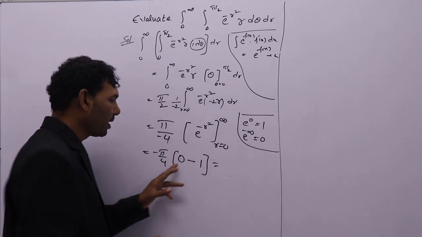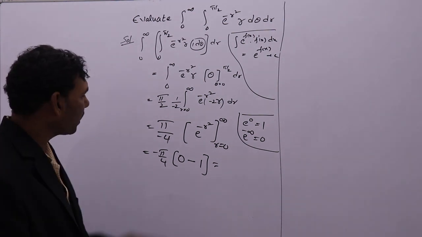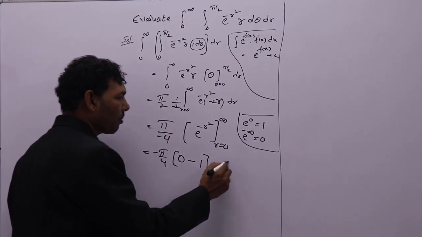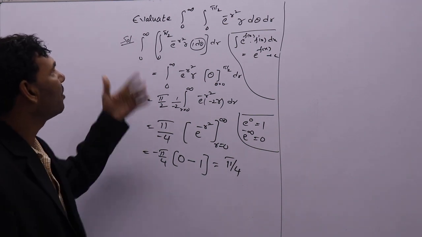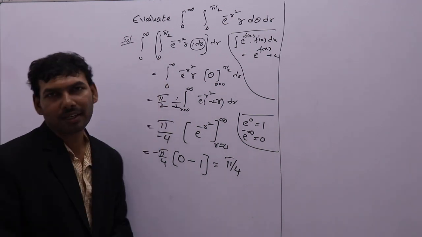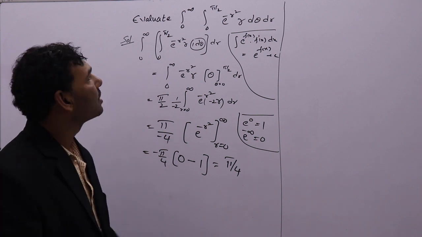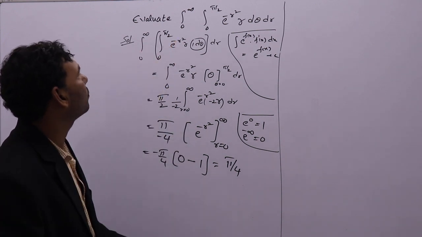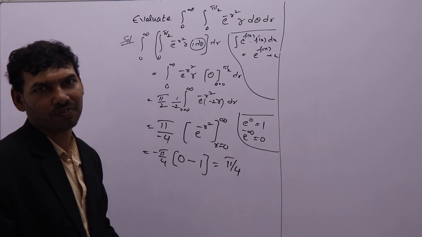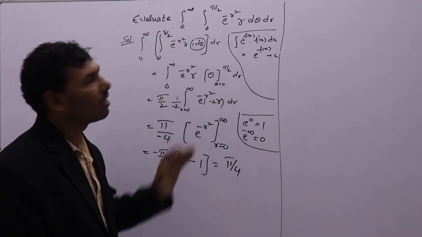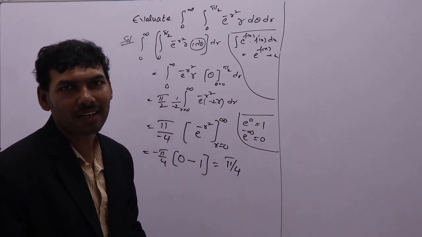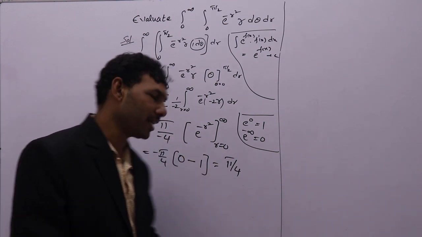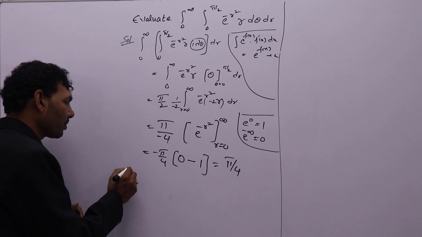So finally this will be 0 minus 1 minus 1 minus into minus plus pi by 4 is the answer. Very clear? Evaluating this integral in polar coordinates. Sometimes we may have the problem without the region of integration given directly like this. He will mention that region with a geometrical figure. Next problem I will discuss.